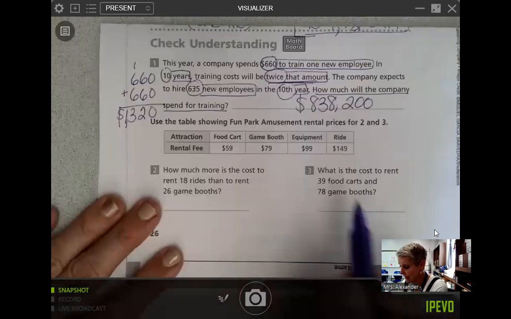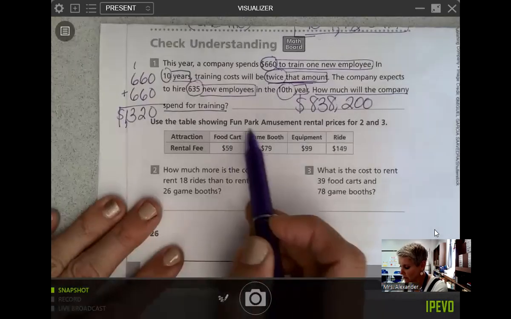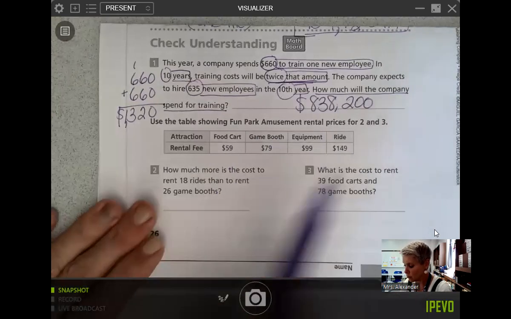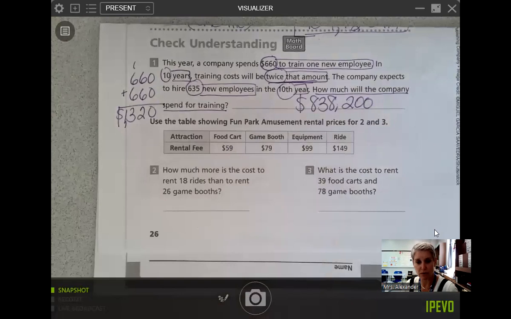Here we had in class the fun park amusement rental. So again, we see to rent a food cart, a game booth, an equipment, and a ride. So those are the amounts to rent. It says how much more is the cost to rent 18 rides than to rent 26 game booths. So in order to solve this, we would need to find out how much does it cost to rent 18 rides and how much does it cost to rent 26 game booths, and then we can compare those amounts.